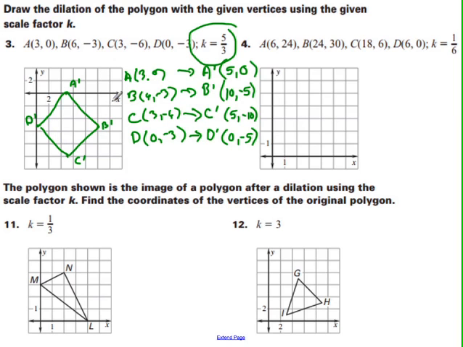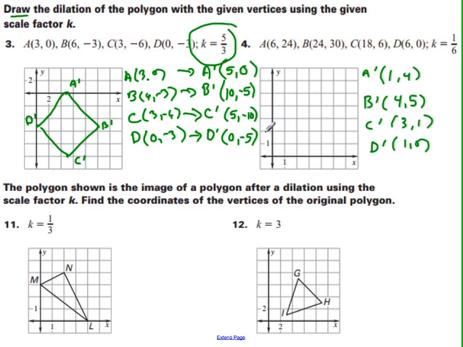Same concept is going to go for the second one. It does say to draw it, so you need to make sure to draw it. I'll just show you. You're going to just divide everything by 6, so that would give you 1, 4. B prime would give you 4, 5. C prime would give you 3, 1. And D prime would give you 1, 0.